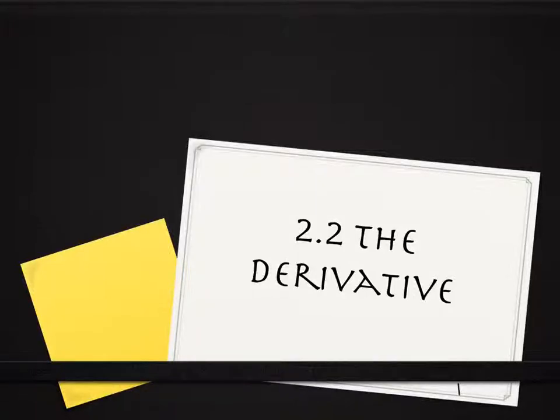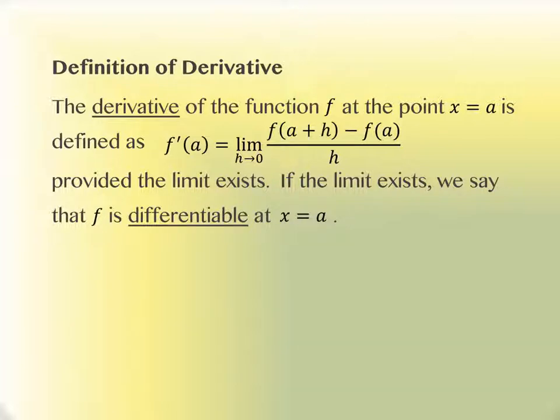Section 2.2 is called the derivative, and it actually is going to look and feel quite similar to what we did in 2.1. So the first thing that you're going to notice is a definition for derivative. The derivative of the function f at the point x equals a is defined as f prime of a equals the limit as h approaches 0 of f of a plus h minus f of a over h, provided the limit exists. And if the limit exists, we say that f is differentiable at x equals a.